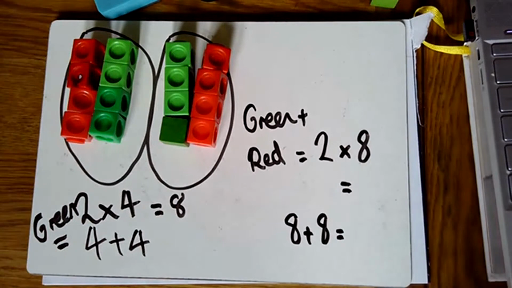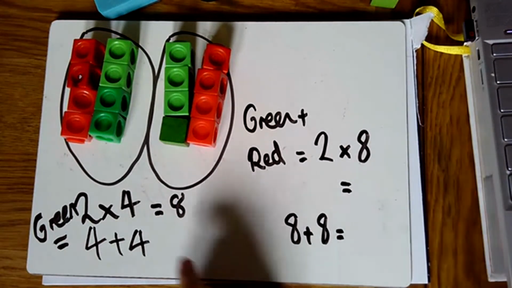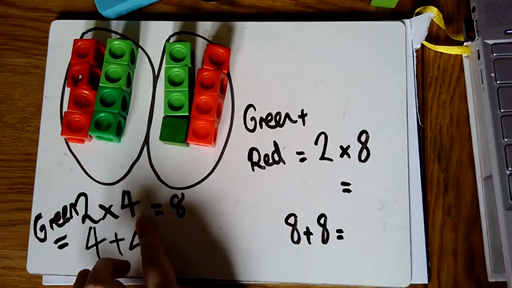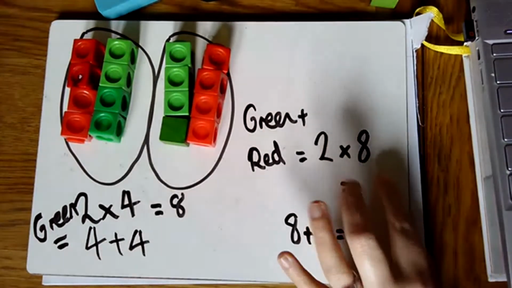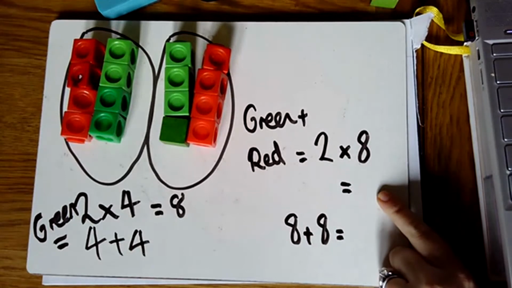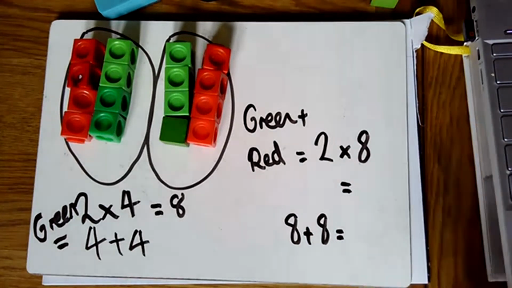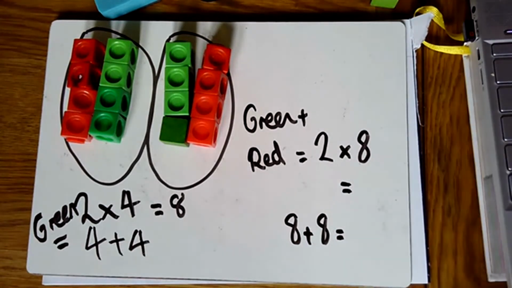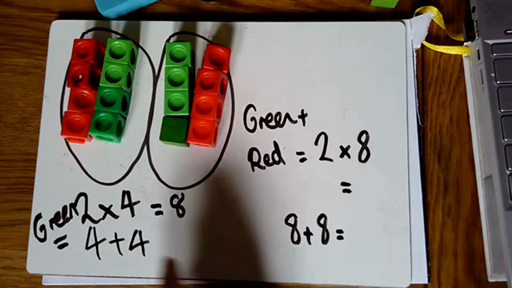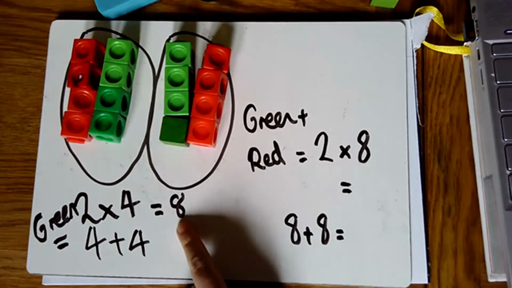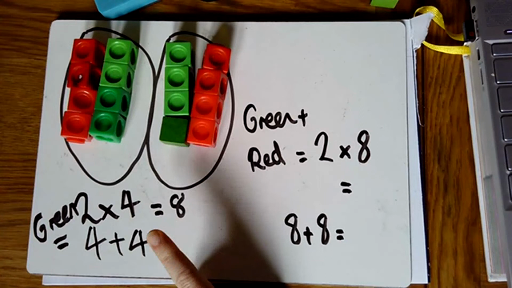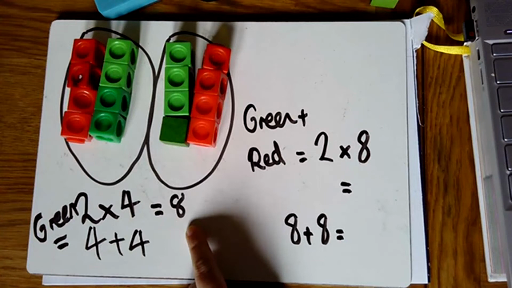So what is 2 groups of 8? Well, we can think about that rule we did before. We've doubled the value of one of our parts. That is going to double our product, which is what we call our answer in multiplication. So if we're going to double our product here, 8 plus 8 is equal to 16.